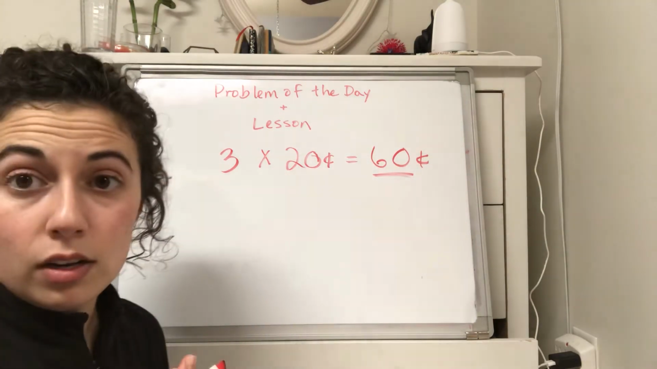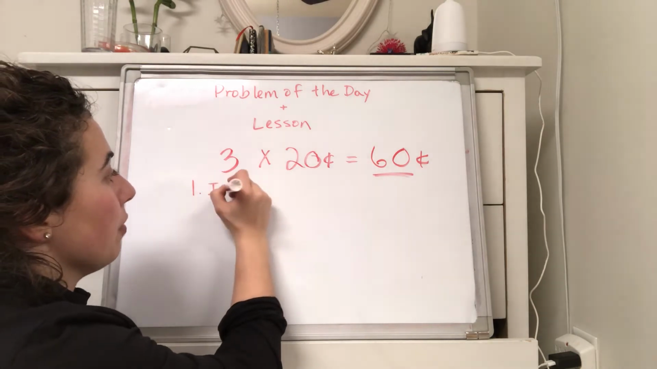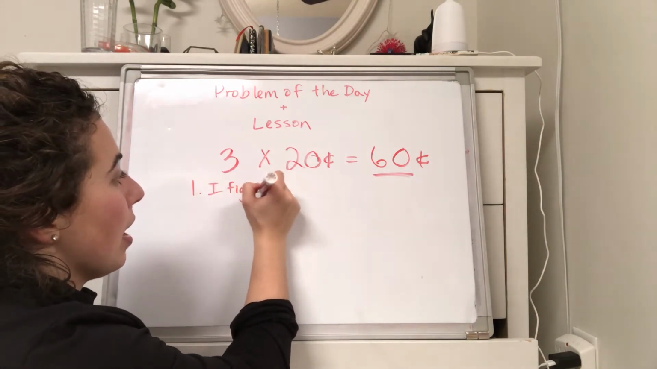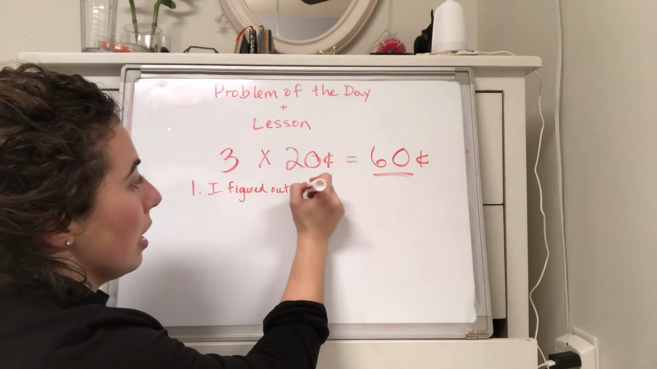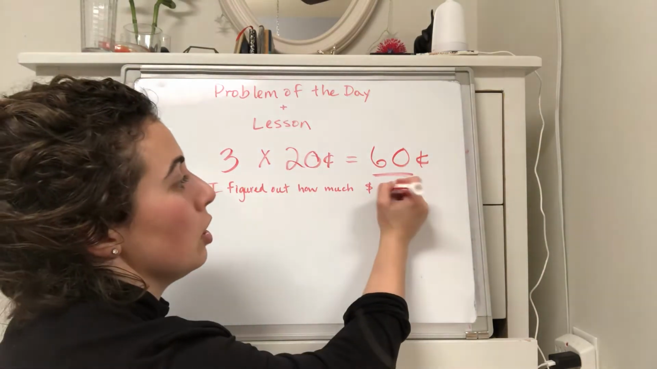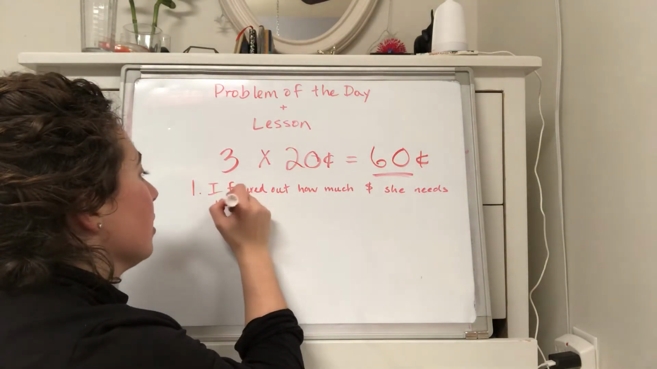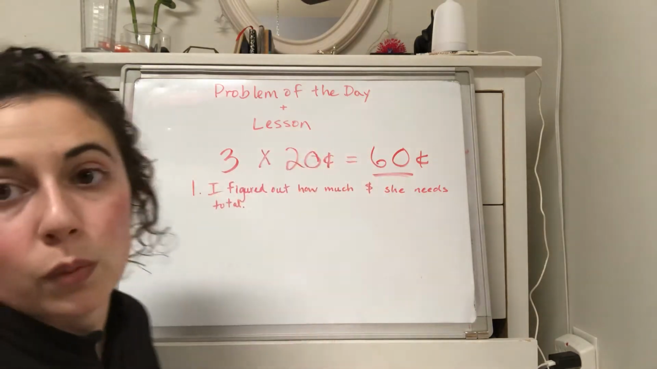So step 1, what you could write is, I figured out how much money, I'm going to use a money symbol, she needs total. Okay, that's your step 1, and that's what you would show in your workbox.